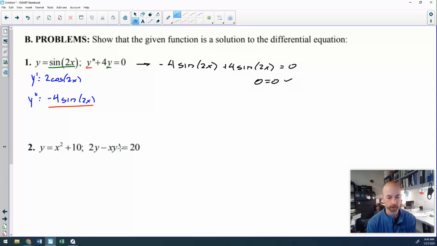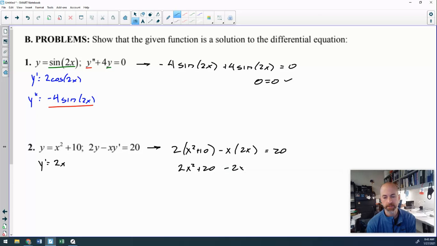I need y prime for number 2. This one's going to be even easier than the first one. Y prime is 2x. So when we substitute those in, 2 times y, x squared plus 10, minus x times y prime, which is 2x, is supposed to equal 20. 2x squared plus 20 minus x times 2x is 2x squared equals 20. Whoops, forgot my 2. And you end up with 20 equals 20. So therefore, we have shown that that is a solution to the differential equation.